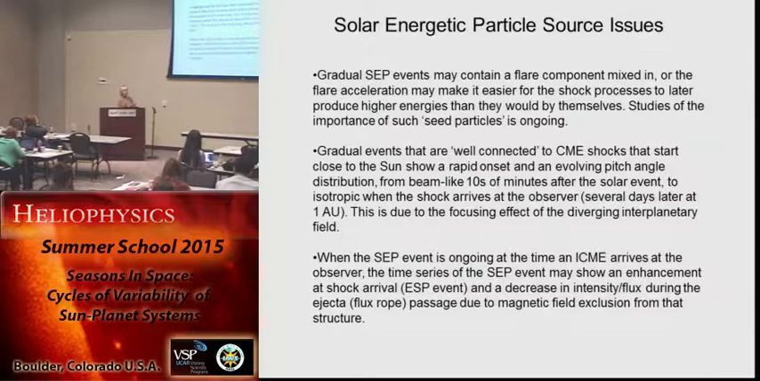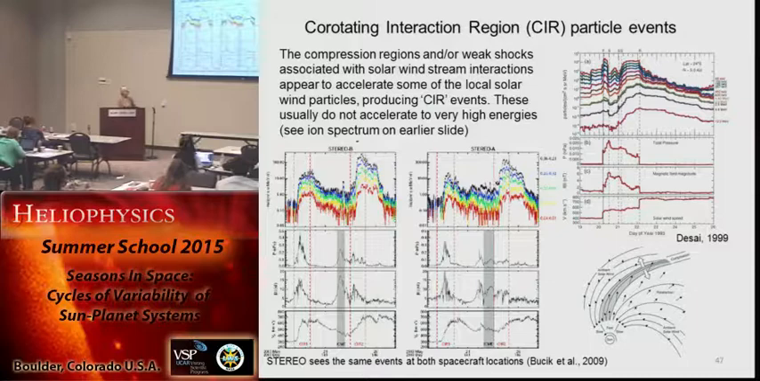We are still seeking to describe the sources adequately. People think that you need a seed particle population that's preheated. Some people think if there are flares going on, it makes it easier to accelerate to an SEP energy because there's already hot particles around. So there's various ideas about what's required to get the SEP source up.